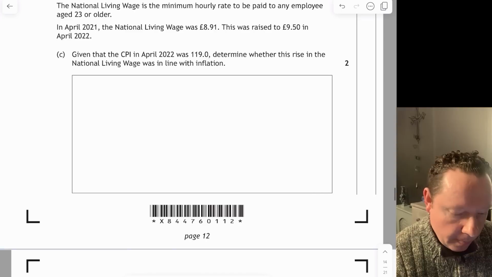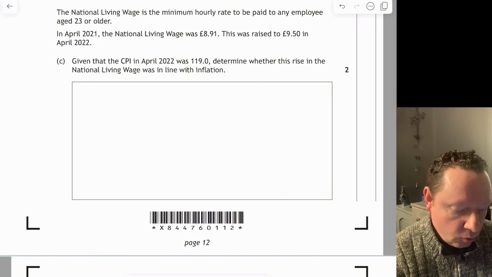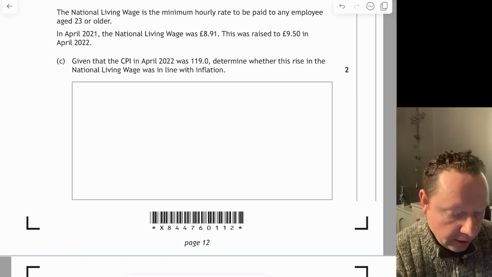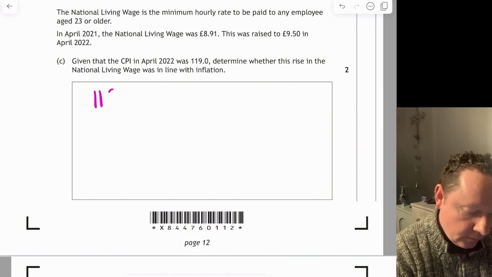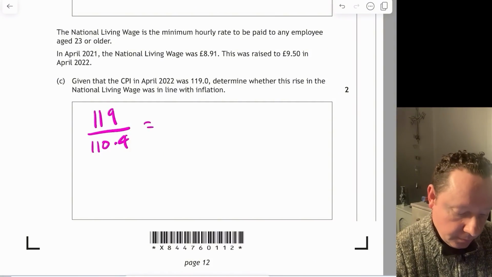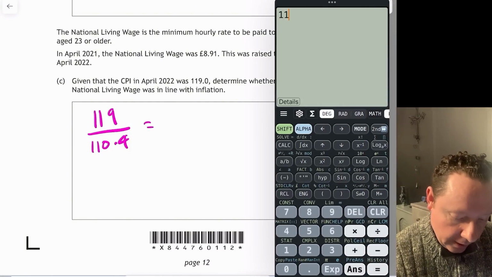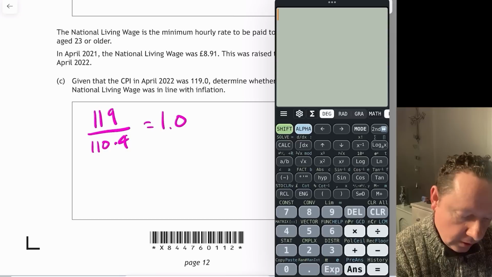£12,778.99. Okay, the national living wage is the minimum hourly rate to be paid to an employee 23 years or older. In April 2021, the national living wage was £8.91. This was raised to £9.50 in 2022. Given that the CPI in April 2022 is 119.0, determine if this rise is in line with inflation. So our new CPI is 119 relative to 100. So if we divide them, that gives me 119 divided by 110.4, 1.0778.